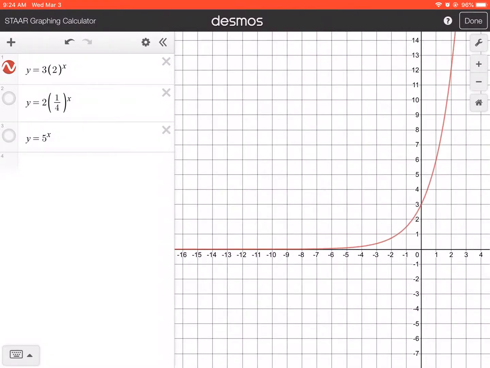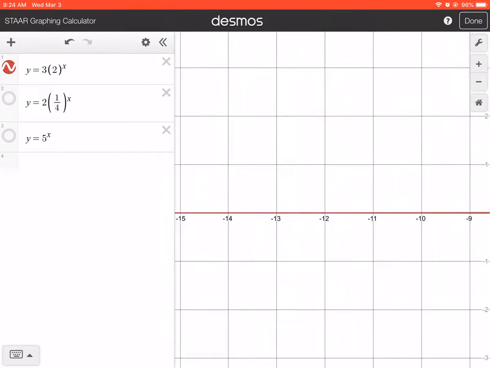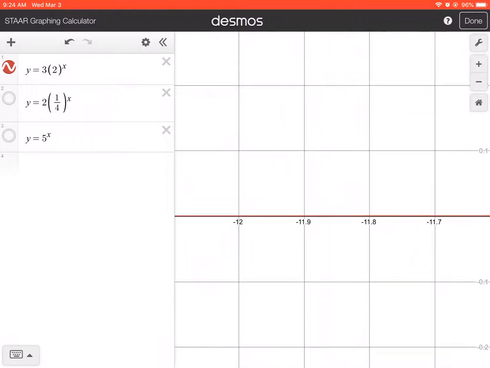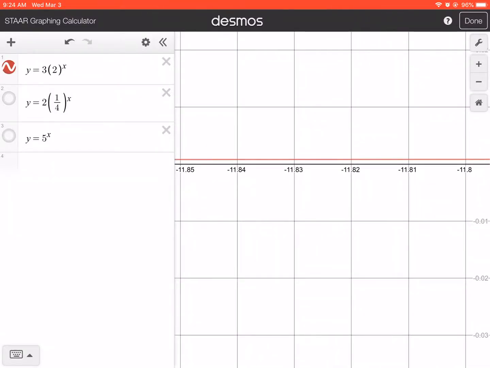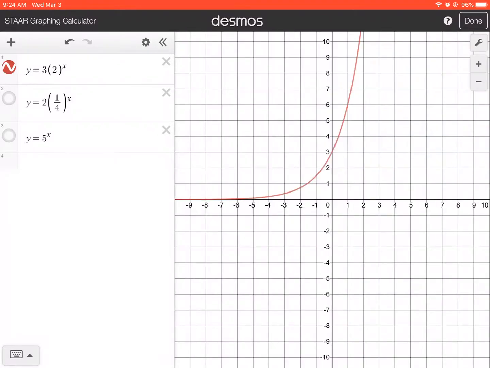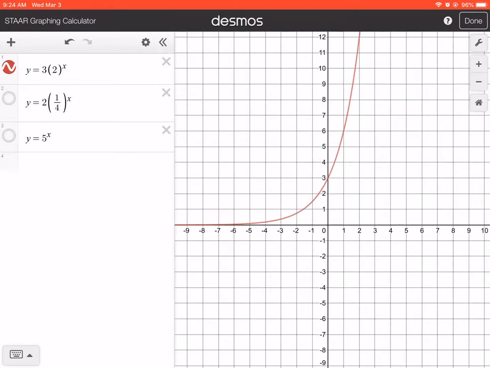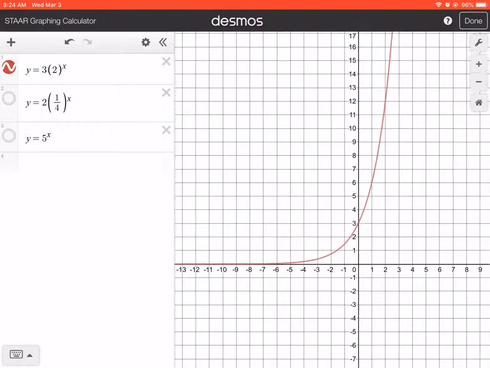Before we begin answering question number 4, I want to show you how it looks like it's touching that axis. But if we zoom in, zoom in, zoom in, you can see that it's actually not touching because we have that asymptote.